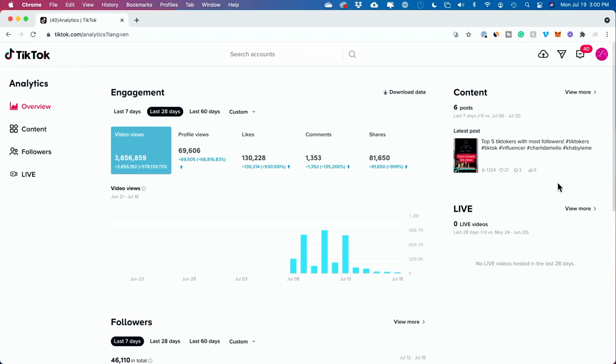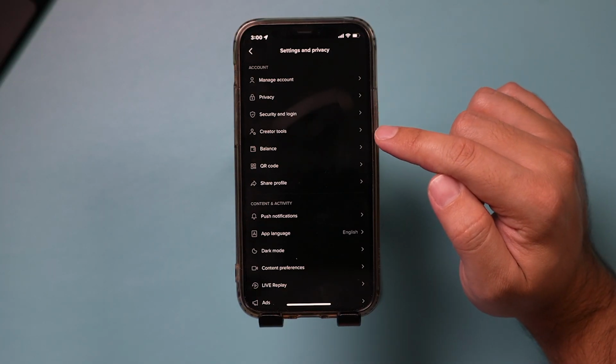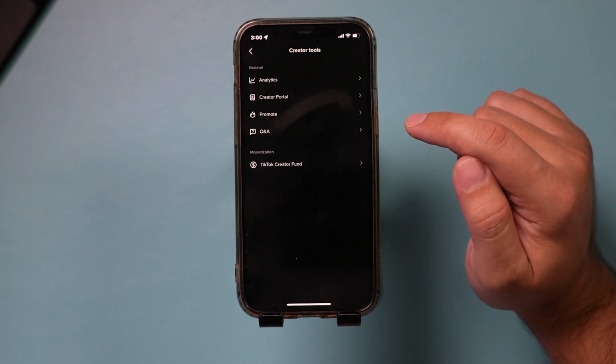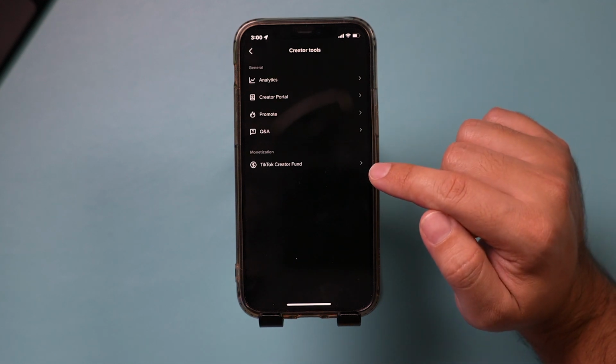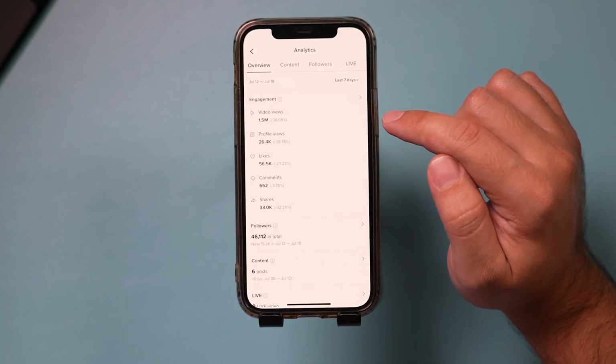So I got 3.8 million views since I actually joined about 7-8 days ago, but a lot of those views were before I joined the Creator Fund. But here on the TikTok app, basically, if you have a creator account and you join the fund, you get this thing called the creator tools. If you jump in here, they have the creator fund over here, but I'll show you the analytics here so you can see how it matches up with the video views here.